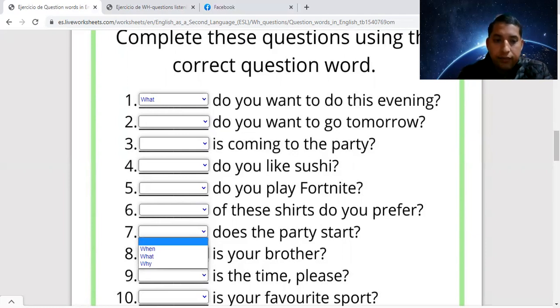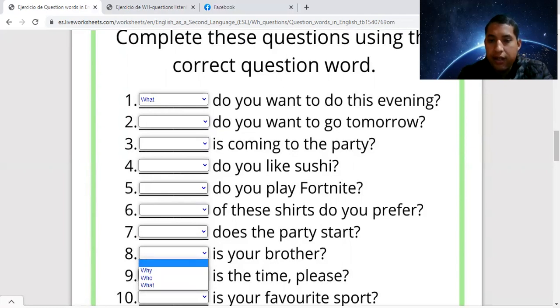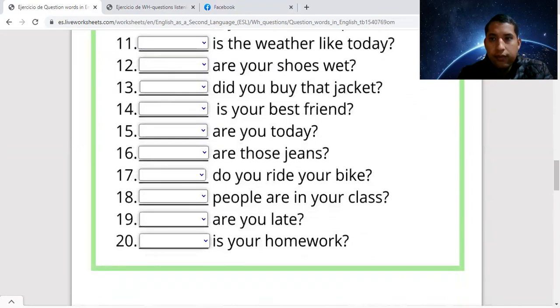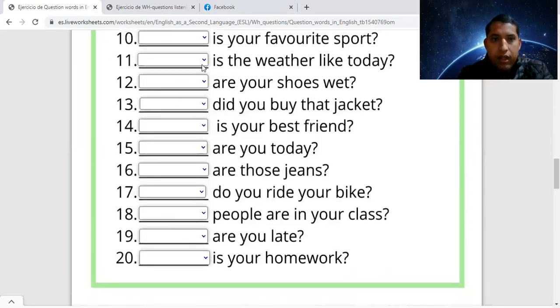Number 10, why is your favorite sport? Who is your favorite sport? Or what is your favorite sport? Very good. Let's move on to the other ones. Number 11. What is the weather like today? Or how? Or when? Which is your answer, guys? Let's continue with the number 12. When are your shoes wet? Why are your shoes wet? Or which are your shoes wet?